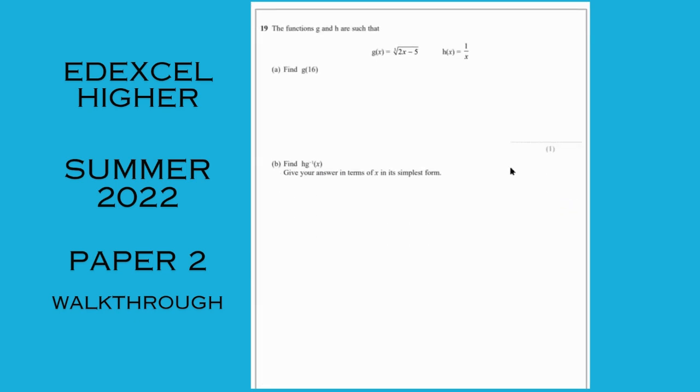Number 19, some functions. The g of 16 means stick 16 into g, so we are cube rooting. Don't forget BIDMAS applies, or stick it all in your calculator. 2 lots of x is 32. 32 take away 5 is 27. Cube rooted is just 3. But you could have done it all in your calc.